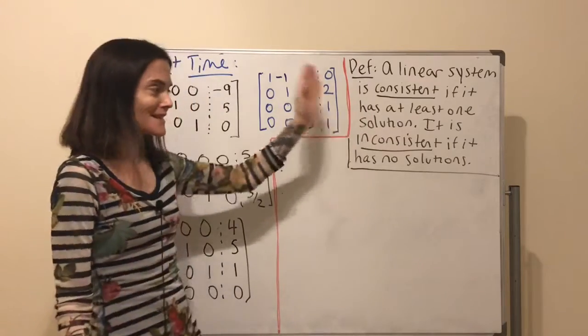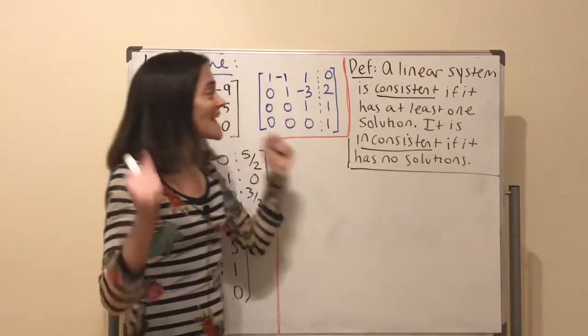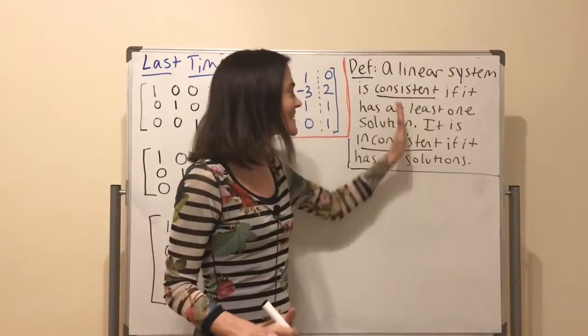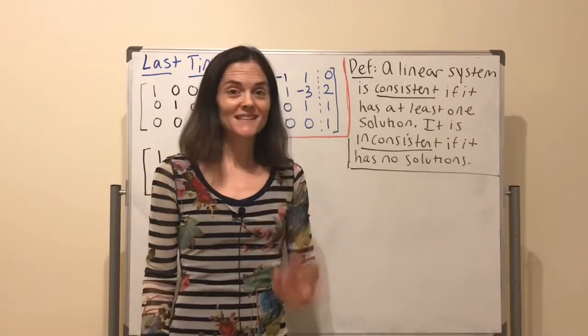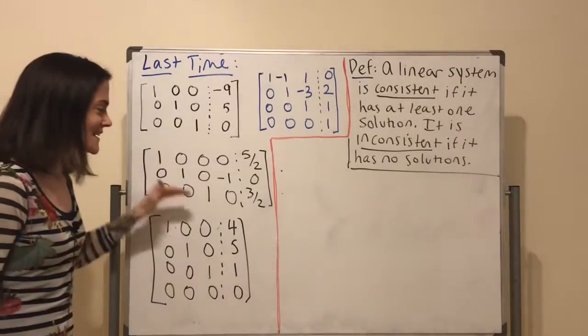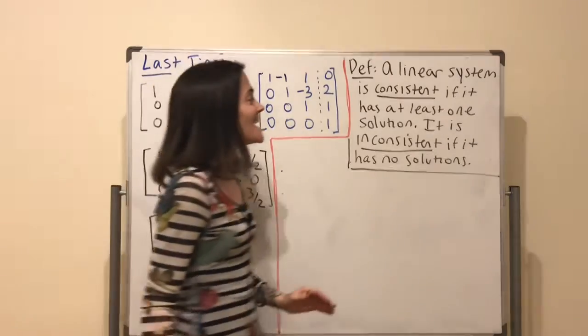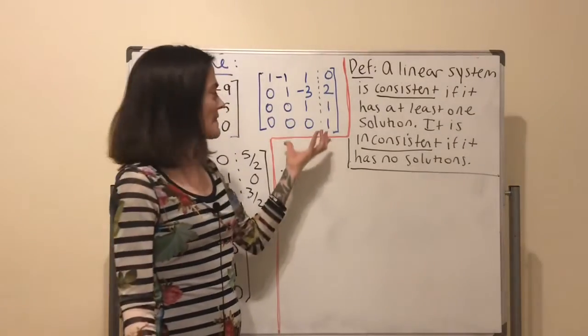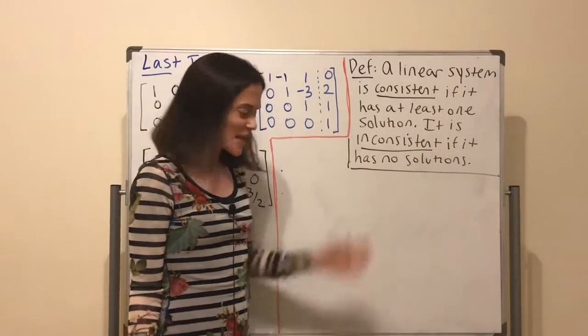So now let's move to our definition. A linear system is what's called consistent if it has at least one solution, okay? And it's inconsistent if it has no solutions. And this would be like this example.